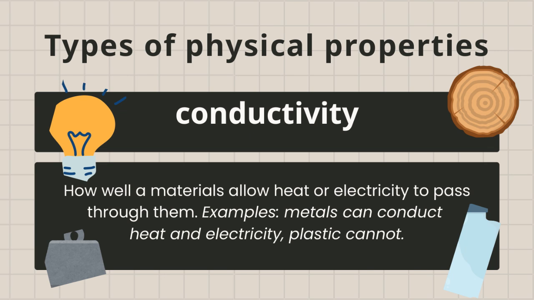This property is called conductivity. For example, metals are great conductors. They can easily transfer heat and electricity, which is why we use them in wiring and cookware. On the other hand, materials like plastic do not conduct heat or electricity well, making them good insulators. Understanding conductivity helps us choose the right materials for different applications, whether we need something to transfer energy efficiently or to block it. This concept ties back to the overall theme of how material properties influence their uses in everyday life.